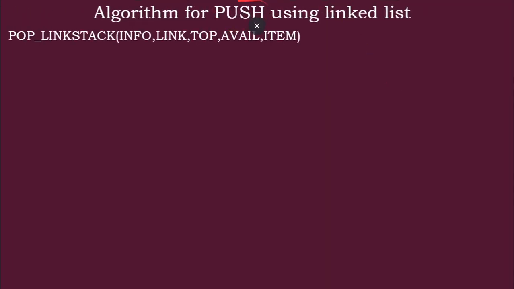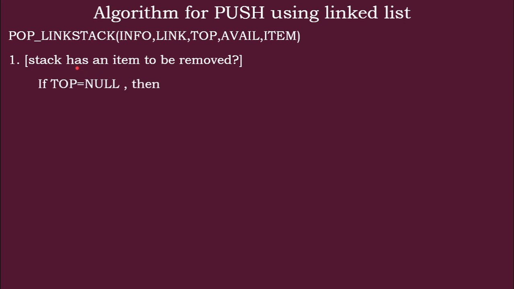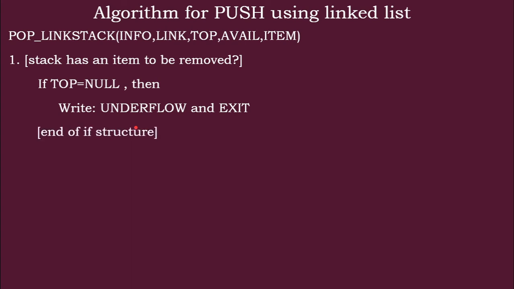Okay, this is the pop operation. So pop link stack means the algorithm consists of info, link, top, avail, item. Now the stack has to be removed. So how to remove an item? If top is equal to null, then write underflow and exit. That means if it is null, we cannot remove the element. Just type the message underflow, we cannot remove.